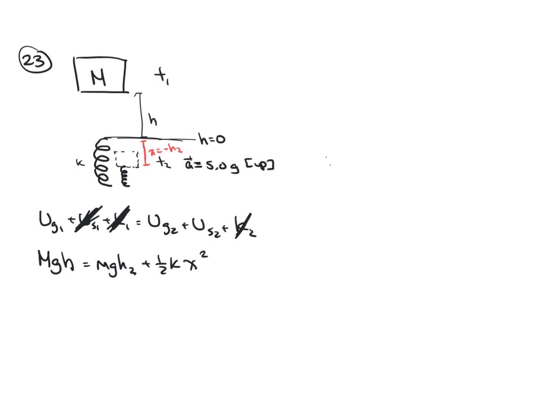All right, so alternatively, h2 equals negative x, just algebraically, that works out. So I'm going to replace h2 with negative x. Okay, so we have mgh equals negative mgx plus half k x squared. All right, and we're supposed to solve this for k, I think. Yeah, we're supposed to solve this for k. So looking right now, trying to solve this for k, I'll highlight it.